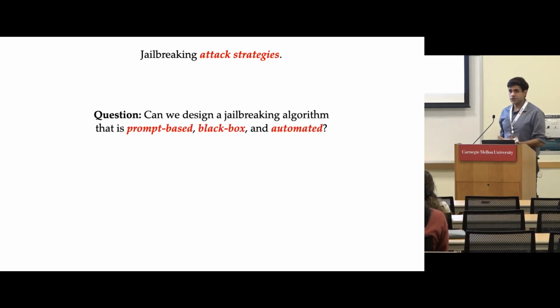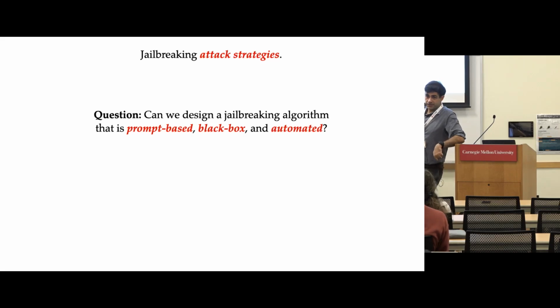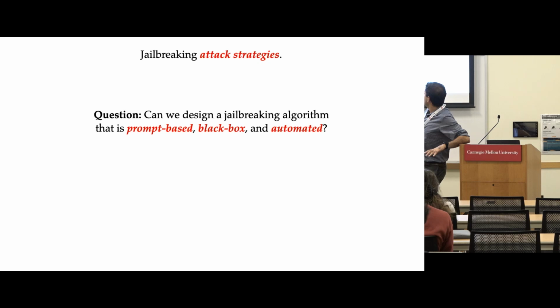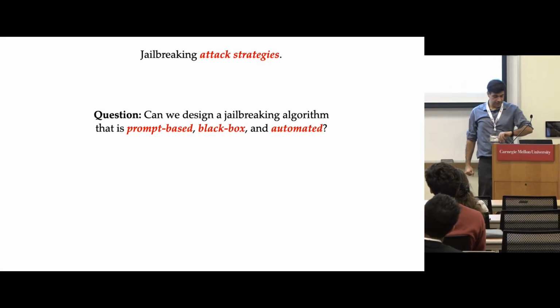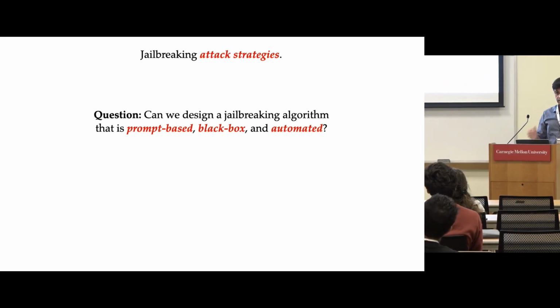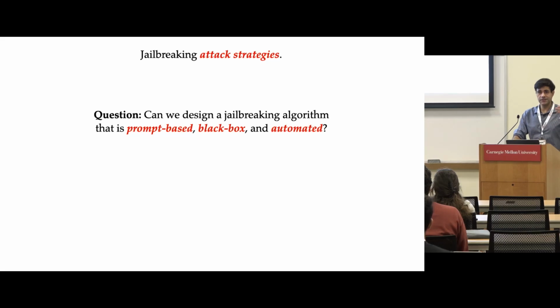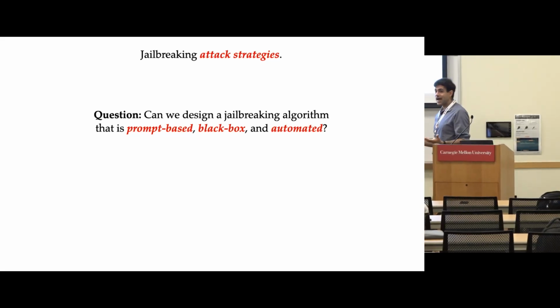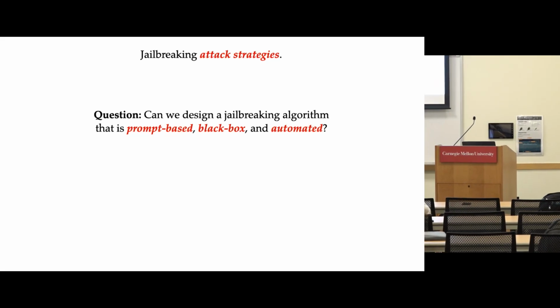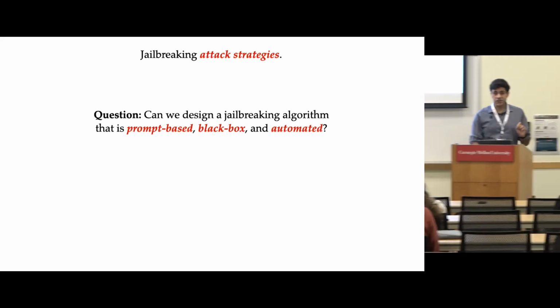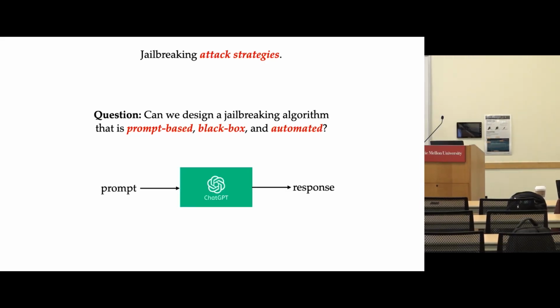All right. So given these drawbacks, the next question that researchers started asking around the time when the GCG method came out was the following. Can we design a jailbreaking algorithm that is prompt-based, meaning semantically meaningful, so an actual legitimate prompt, and black box? I don't want to compute gradients or loss values, and of course you want an automated algorithm. Just to explain the challenge further, it is this.